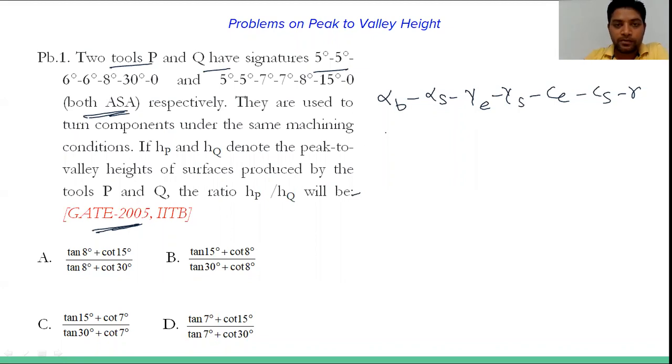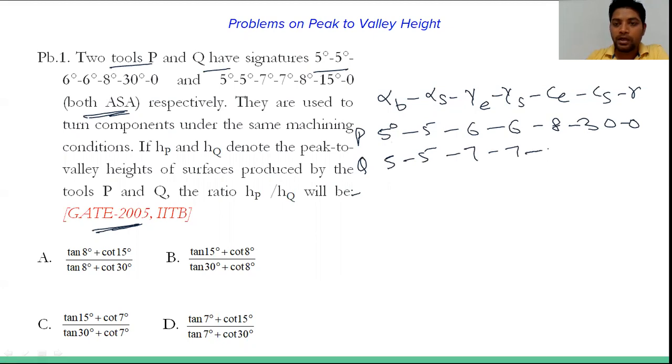First for P, this is 5 degree, 5, 6, 6, 8, and this is 30, and this is 0, means there is no nose radius in it. And for Q, this will be 5, 5, 7, 7, 8, 15, and this is 0. Please don't be confused: all these angles are in degrees, and the nose radius will be in inch or mm. They are two tools, and they are used to turn components under the same machining conditions.